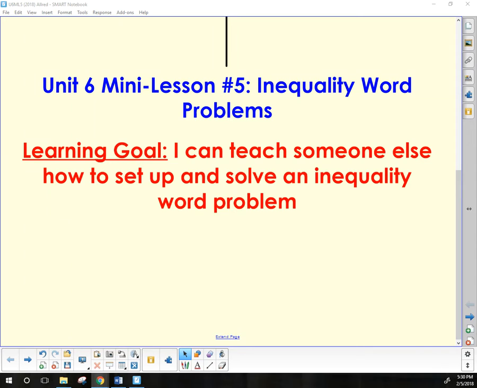Today we're going to look at word problems, and we're going to try to write inequalities, much like we did in class yesterday and Monday. And we're going to try to set up inequalities and solve them. By the end of tomorrow's small groups video, you should be able to teach other people how to set up and solve inequality word problems.